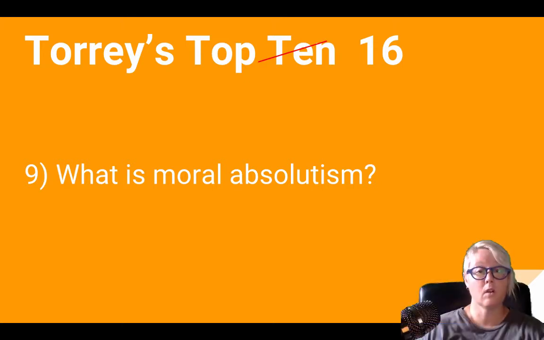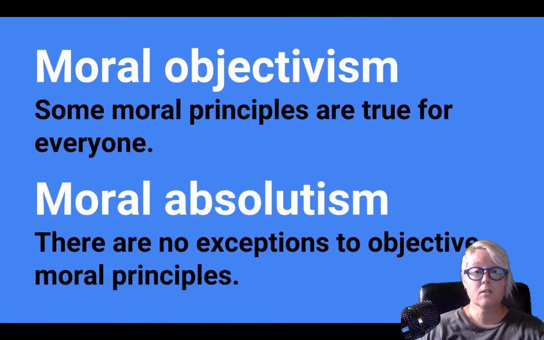Number 9, what is moral absolutism? Moral absolutism is different than moral objectivism. Moral absolutism is a concept that conveys the idea that there are no exceptions to an objective moral principle. For example, if we say that do not kill an innocent person is objectively true, no matter who you are or whether you believe it or not, we could either be an absolutist about that rule, or we could be an objectivist without being an absolutist.